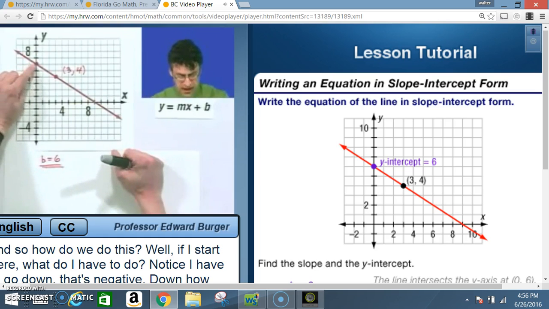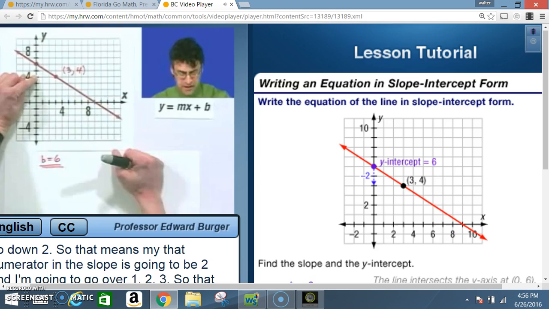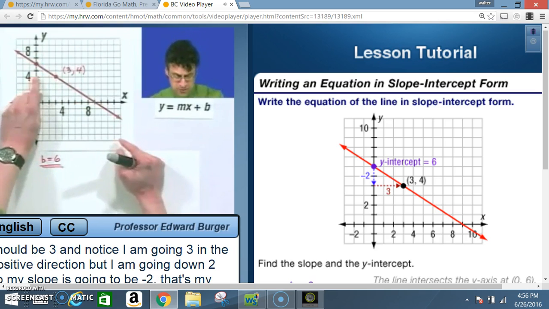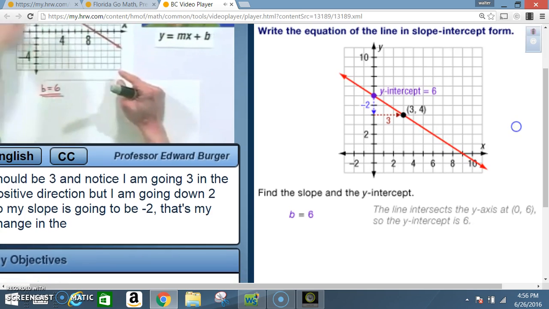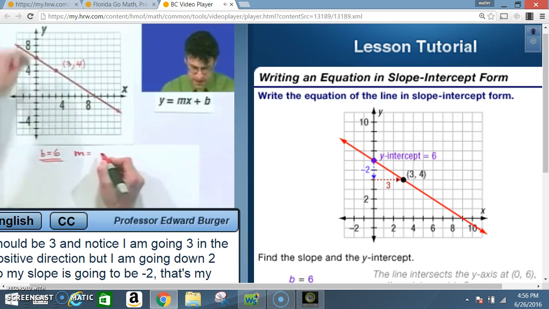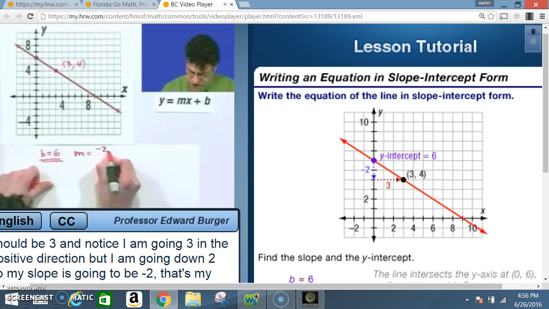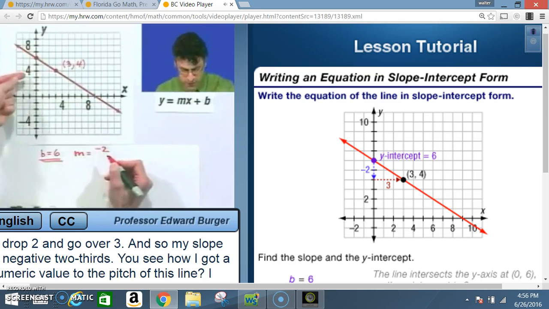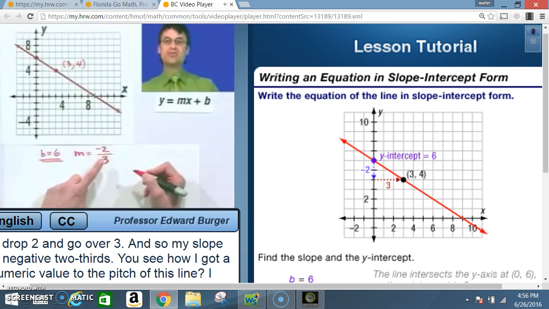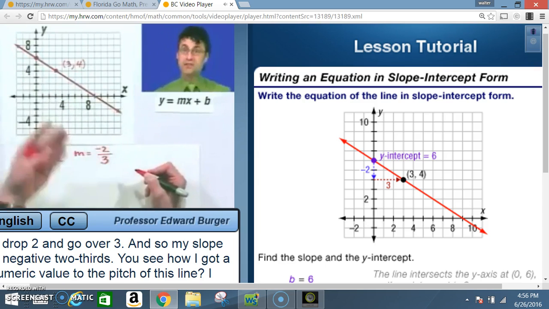1, 2. I have to go down 2, so the numerator of the slope is going to be negative 2, and then I'm going to go over 1, 2, 3, so the denominator is 3. I'm going 3 in the positive direction but down 2, so my slope is negative 2 over 3. You see how I got a numeric value for the pitch of this line? I actually found its slope.